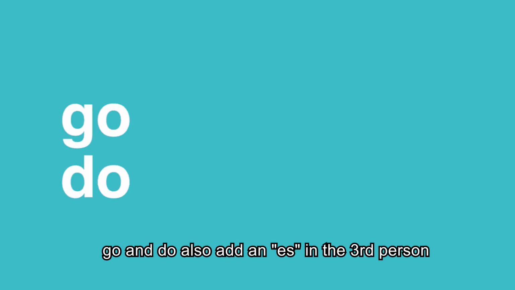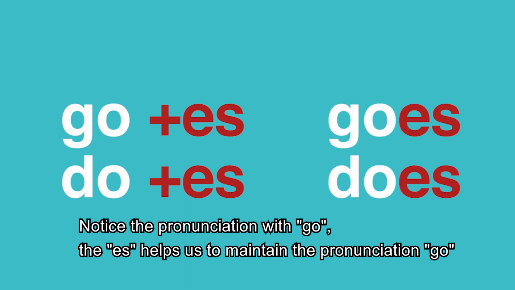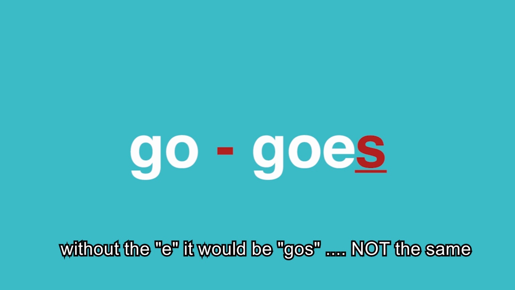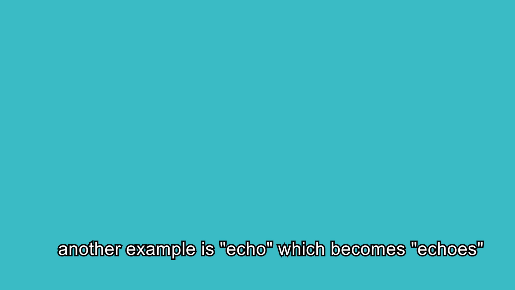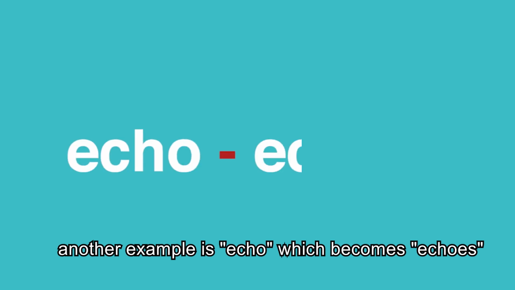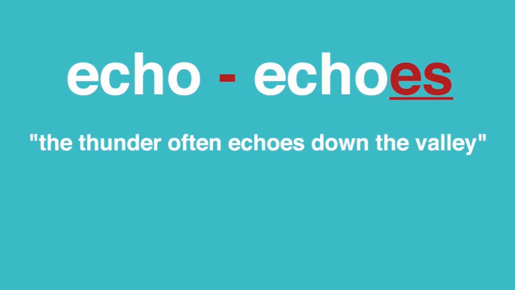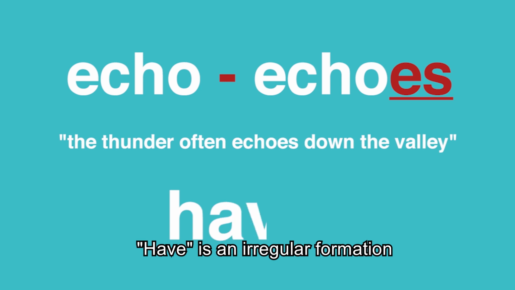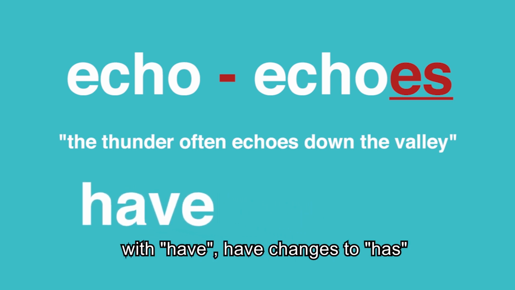Go and do also add ES in the third person. Notice the pronunciation. The ES helps us to maintain the pronunciation go, goes. Without the E, it would be goss, not the same. Another example is echo, which becomes echoes. The thunder often echoes down the valley. Have is an irregular formation. It wouldn't be English without an irregular word. With have changes to has.